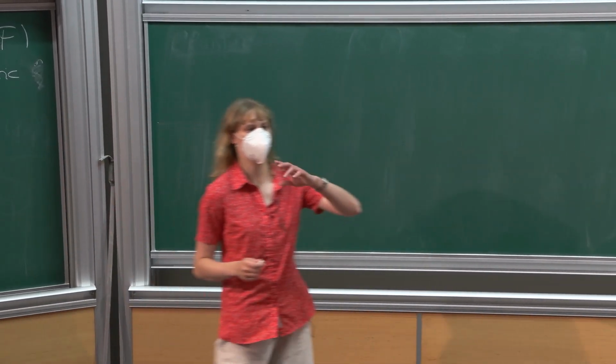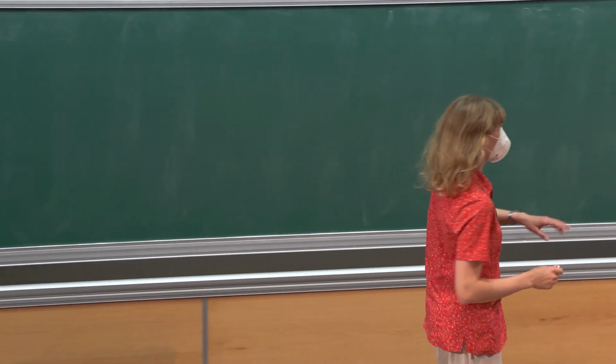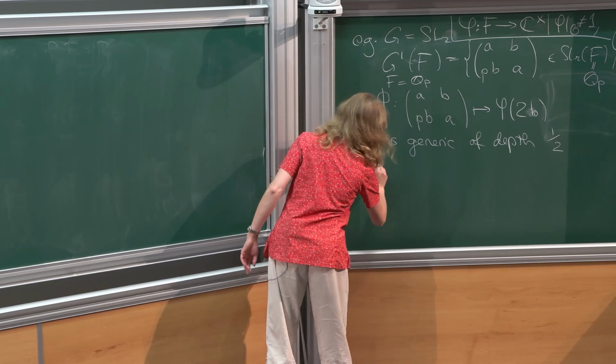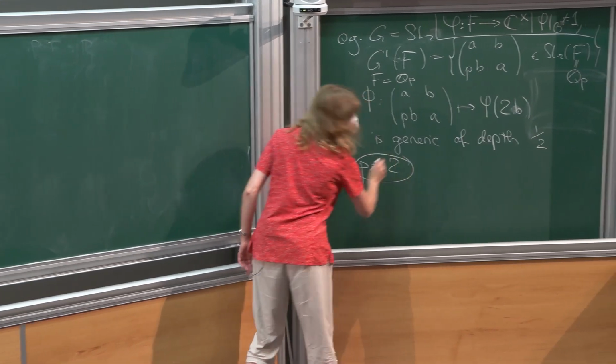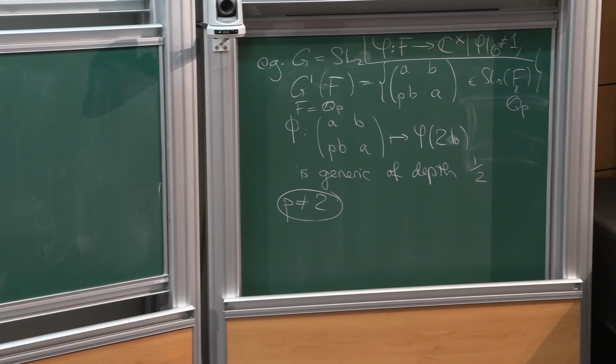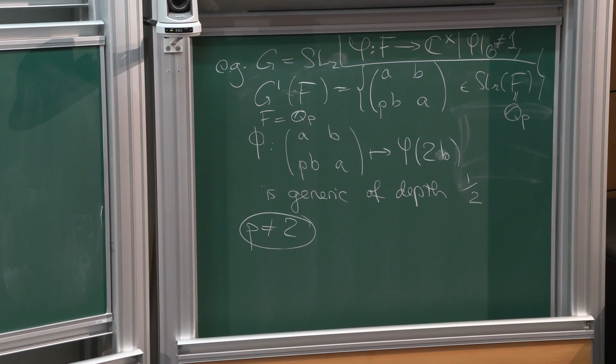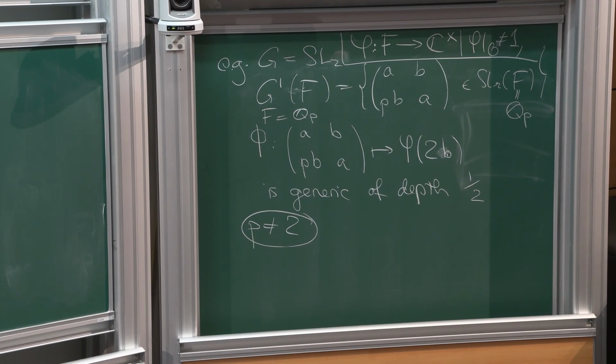Sorry, is p not equal to 2 in our example? Yes, I said p doesn't divide the order of the Weyl group. In particular, p is not equal to 2. That's important. Thanks.